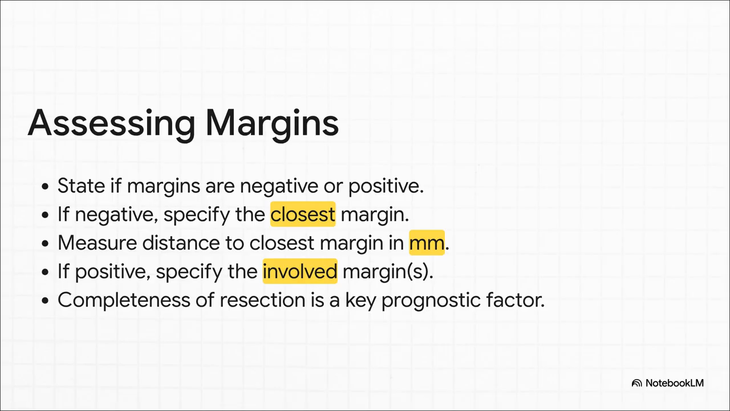You've got to identify the closest margin and then measure that distance in millimeters. This is absolutely crucial for the surgeon. And, of course, if a margin is positive, you have to say exactly which one. There's no wiggle room here. The completeness of the resection is a huge prognostic factor.